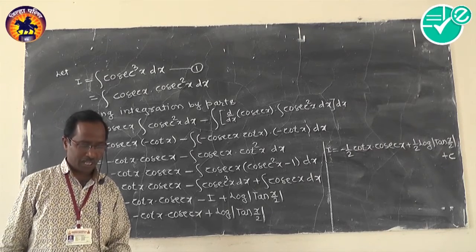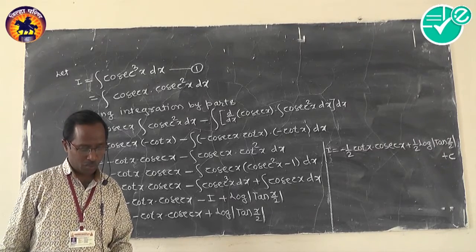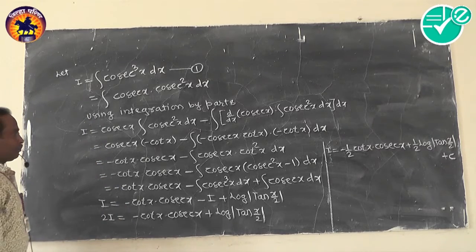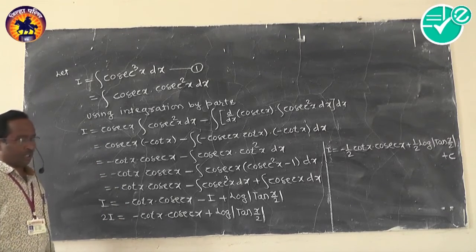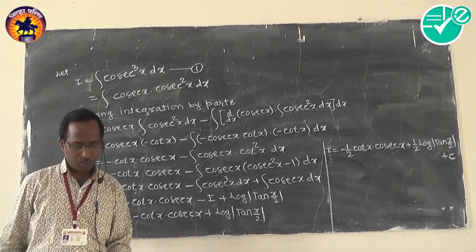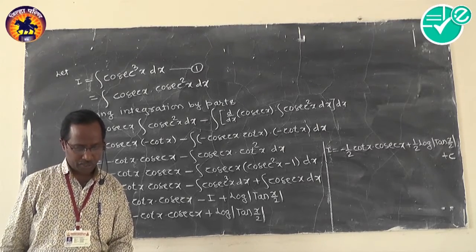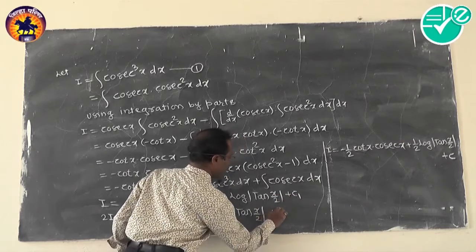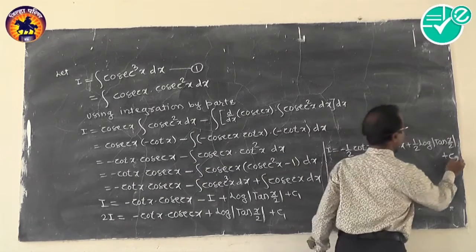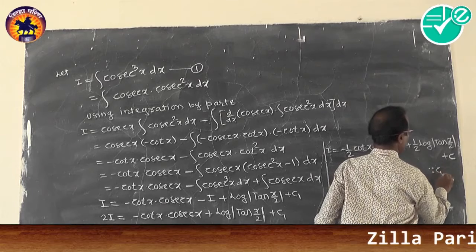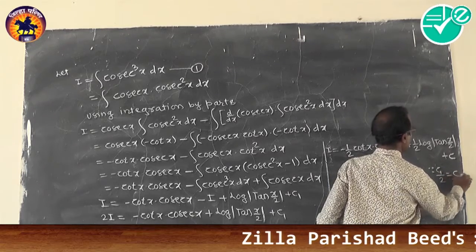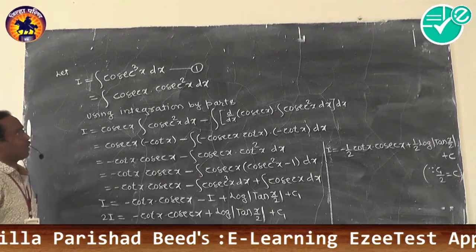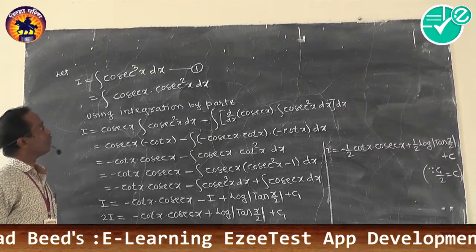To solve this example by using this method, if you want, we write here also plus c1, here plus c, since c1 by 2 is equal to c. So this is the integration of this function.